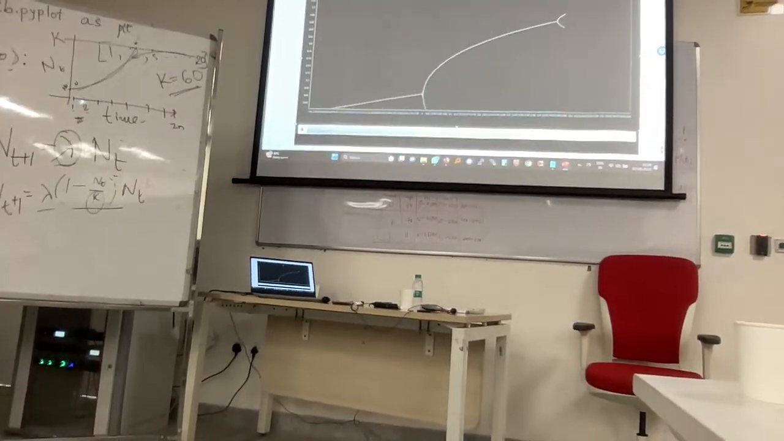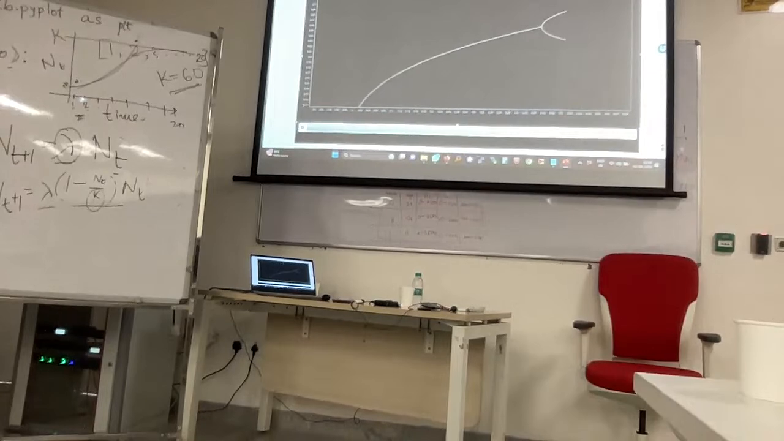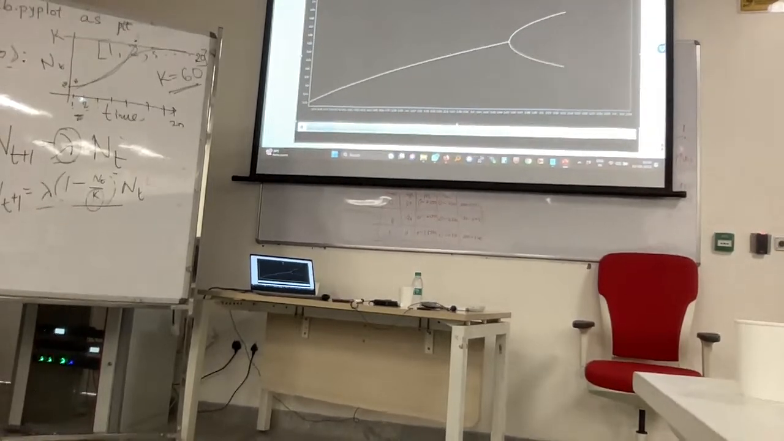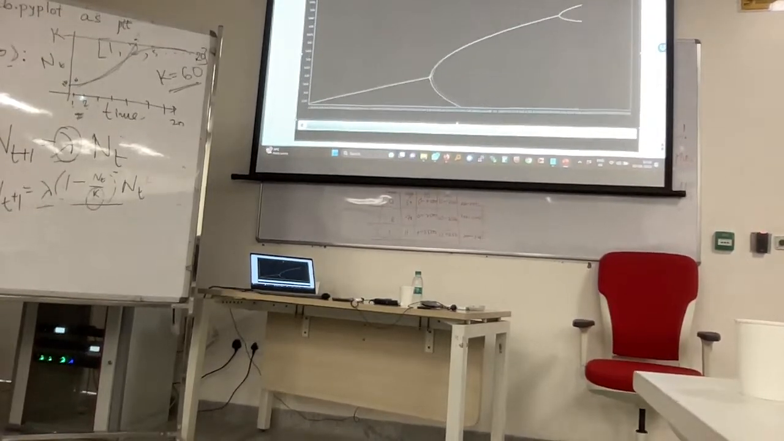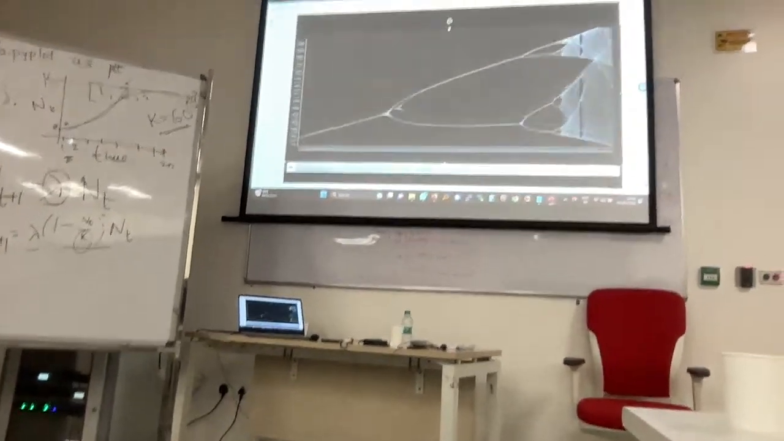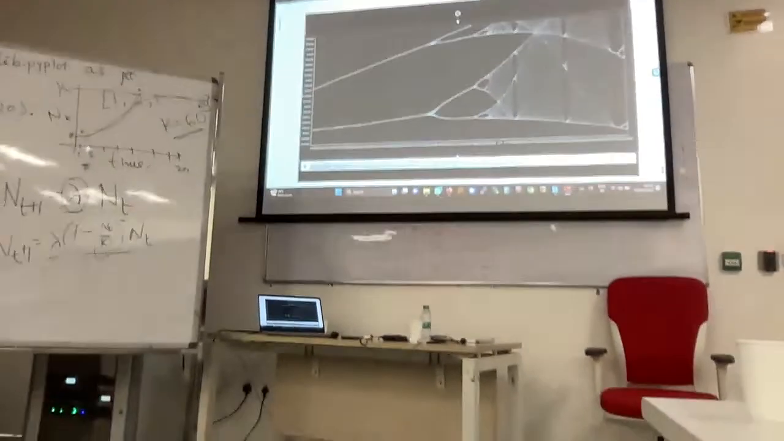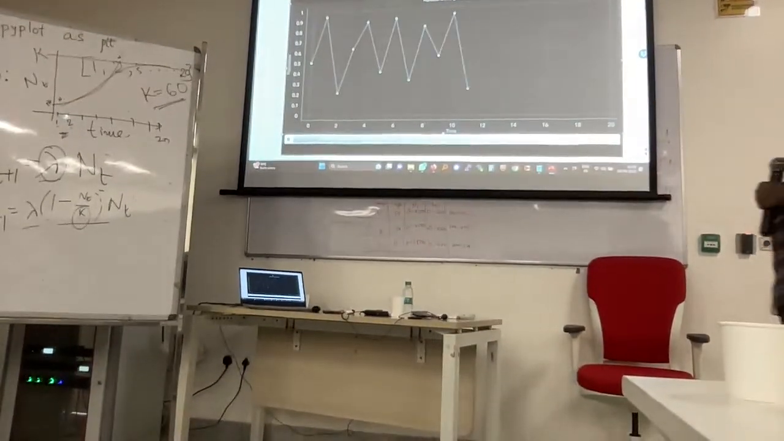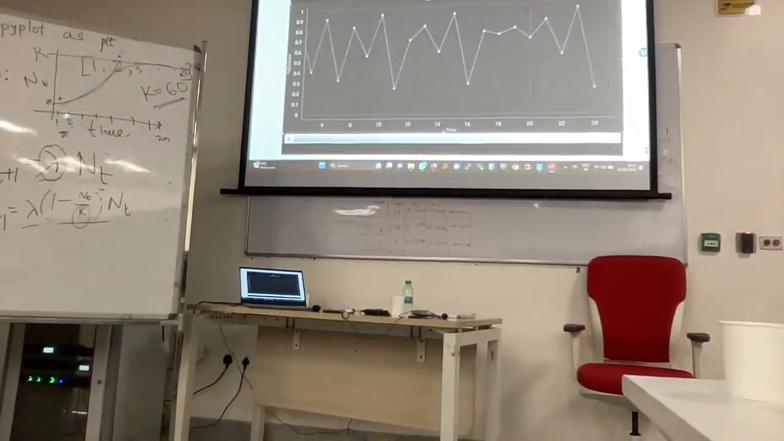And as R increases further, there are more period doubling bifurcations. They come faster and faster, leading to cycles of 8, 16, 32, 64, and then at R equals 3.57, chaos. The population never settles down at all. It bounces around as if at random.